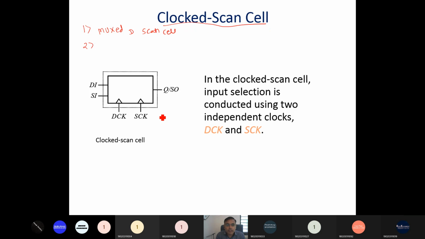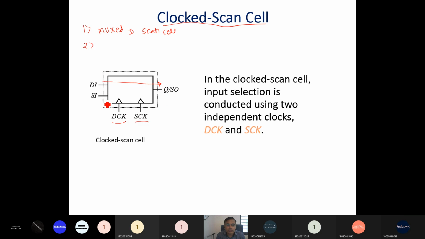Now a clocked scan cell has two clocks. One is the data clock and another is the shift clock. And both clocks must be non-overlapping clocks. Non-overlapping means independent and non-overlapping. So when one of the clocks is high, at that time the other must be at logic 0, right? Disabled.